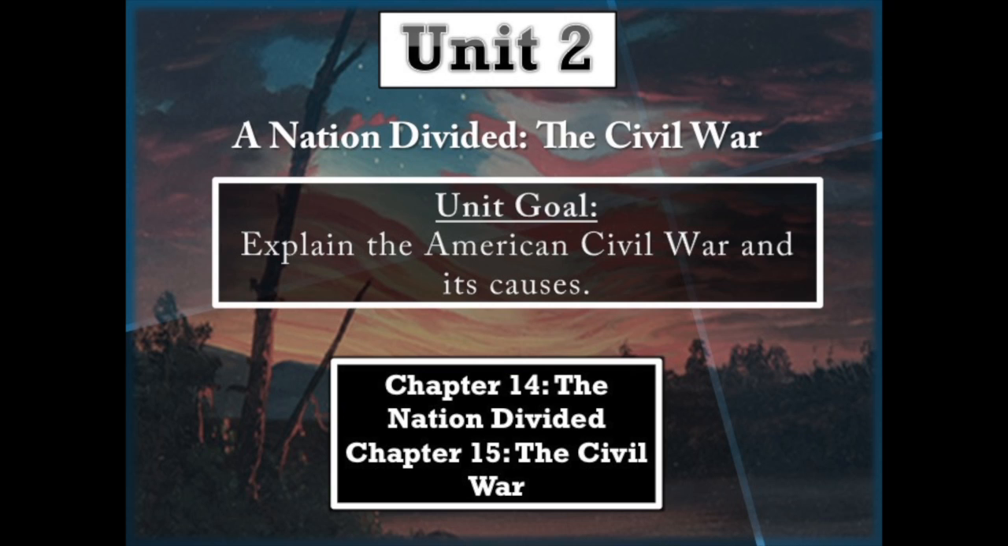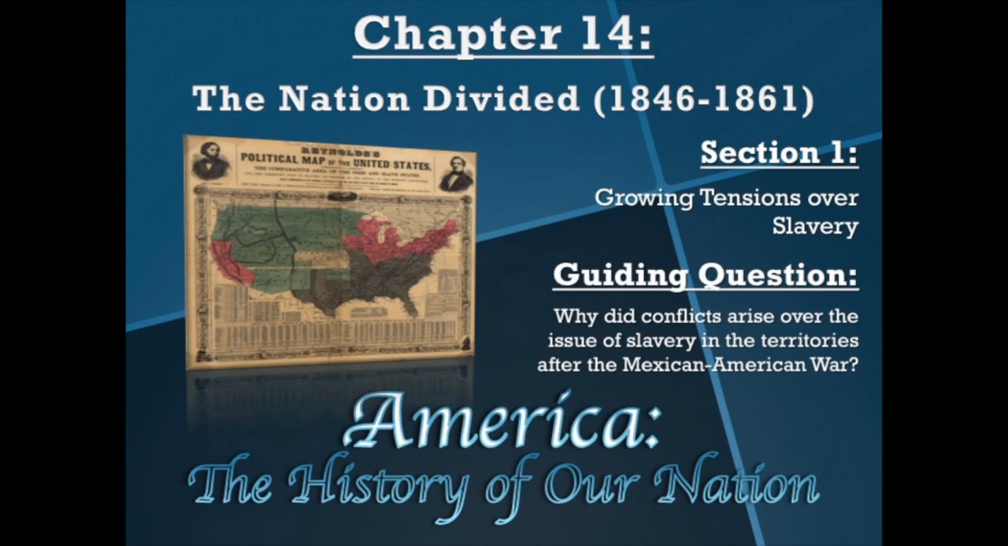Okay, we're beginning Unit 2, A Nation Divided, the Civil War. The goal is to explain the American Civil War and its causes, and the two chapters are Chapter 14 and 15, The Nation Divided and the Civil War. For this first section, we're focusing on the growing tensions over slavery. This is again in Chapter 14, Nation Divided, 1846 to 1861. We're in our new book, America, the History of Our Nation, and the guiding question for this lesson is, why did conflicts arise over the issue of slavery in the territories after the Mexican-American War?